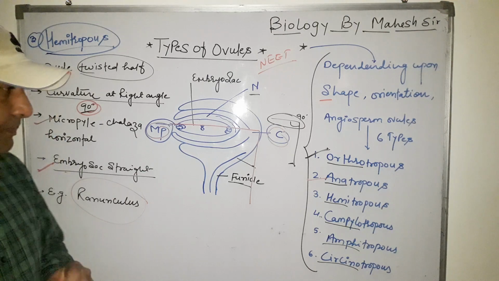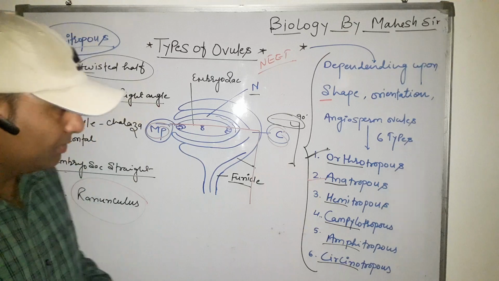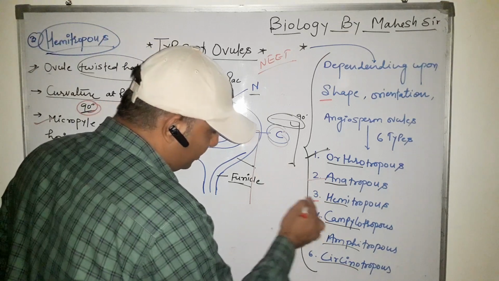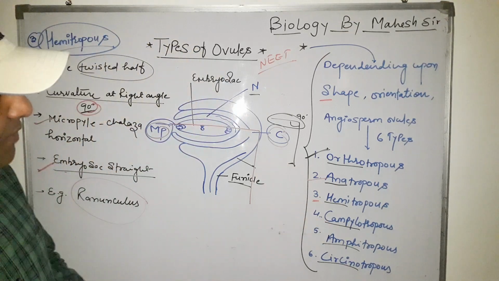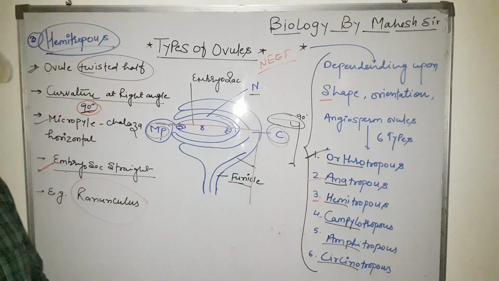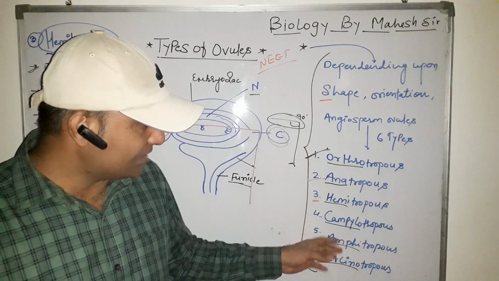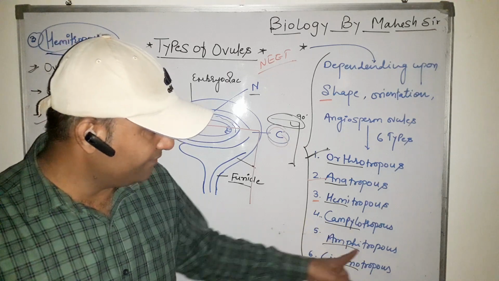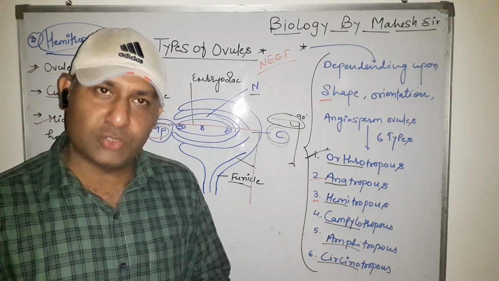Now, before starting the next ovules, we have completed orthotropous, anatropous and hemitropous in this class. In the next class we will take campylotropous, amphitropous and circinotropous types of ovules.